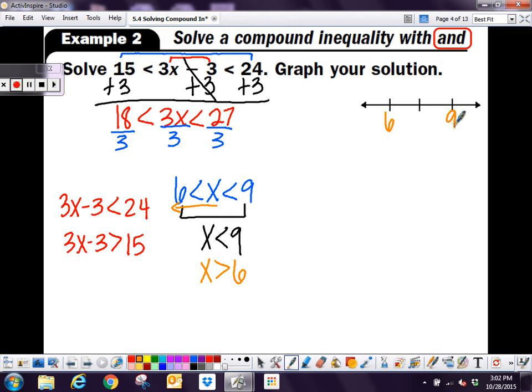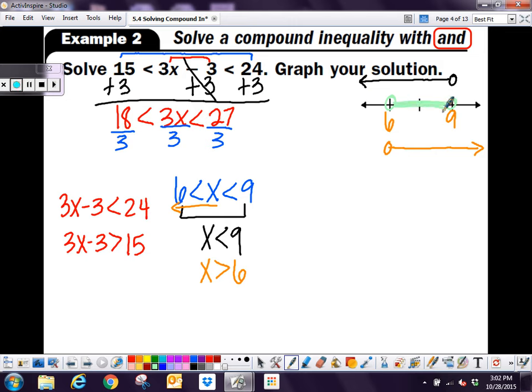So I'm going to throw the 6 and the 9 on my graph. Okay, I'm going to graph one above and one below, and then I'll graph my final answer. That's just so I don't mess it up. So I have x is everything less than 9, and then I have x is everything greater than 6. And my answer is going to be where these two overlap, which would be everything from 6 to 9.